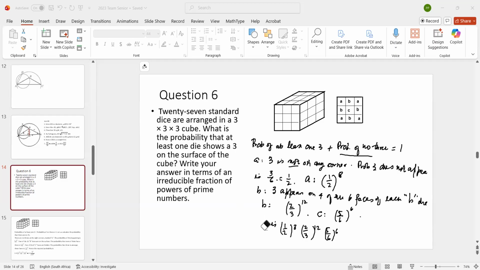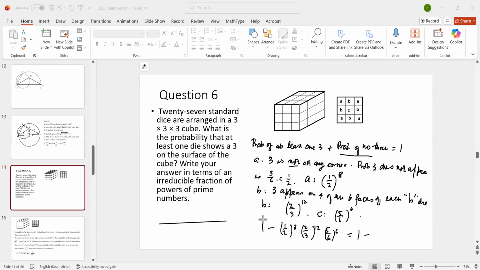So the probability that 3 does occur is 1 minus that, because the sum of these two probabilities is 1. So that's the answer. It's 1 minus, and if you multiply all these things out, they ask you to give it as an irreducible fraction in powers of primes, so let's just do that. Then the product of 3 fractions like that is what?